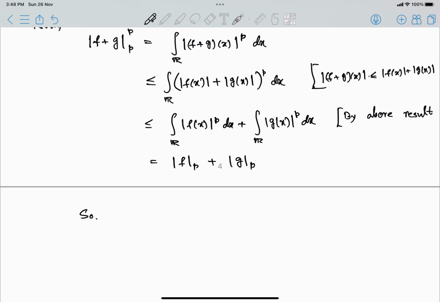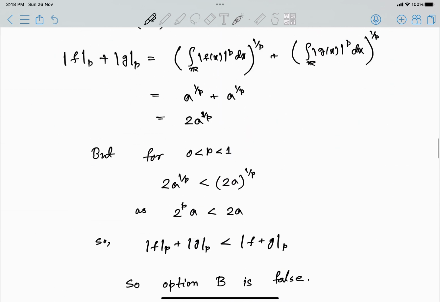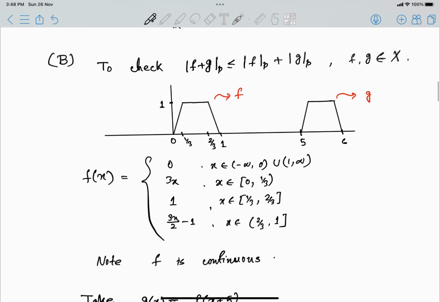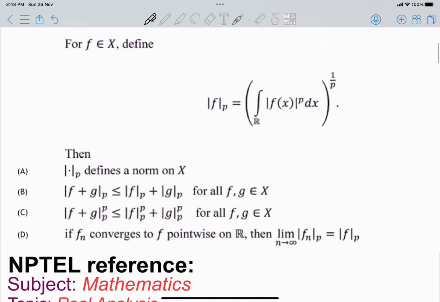So we have got ‖f + g‖_p^p is less than ‖f‖_p^p plus ‖g‖_p^p. Therefore this is true for all f, g in X. So if you take the pth power, then it satisfies the triangle inequality, right? So option C is correct. And what is option D?